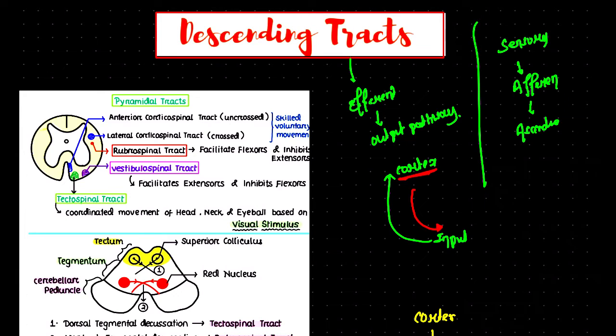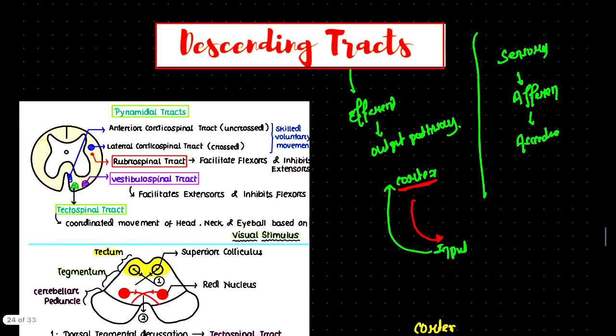The descending tract is divided into two types. What are the two types? These are pyramidal and extrapyramidal. Why are these called pyramidal? They are called pyramidal because pyramids are formed in the medulla oblongata, which we'll see in the brainstem. And these mainly originate from the cortex, and then they go to the spinal cord. So the pyramidal tracts are also called the corticospinal tract.